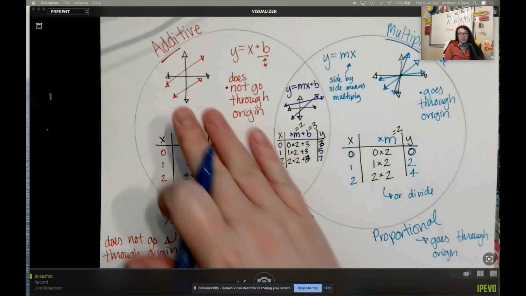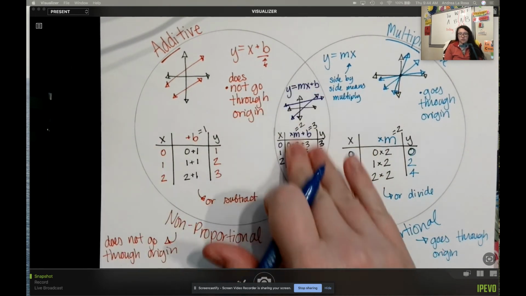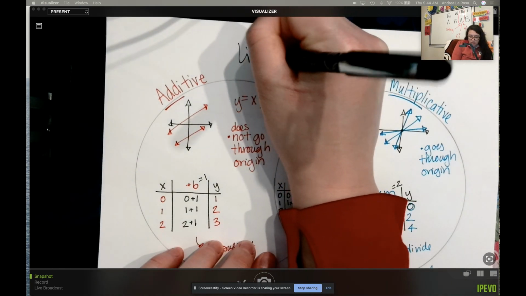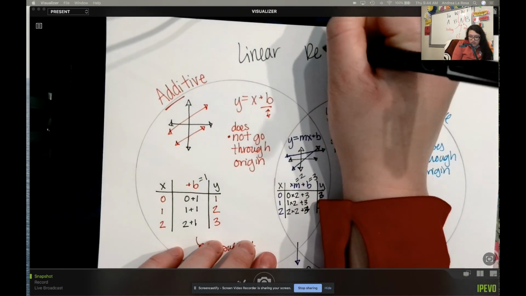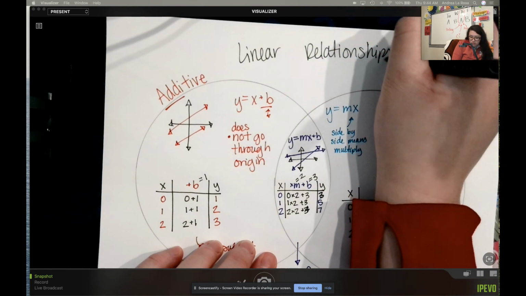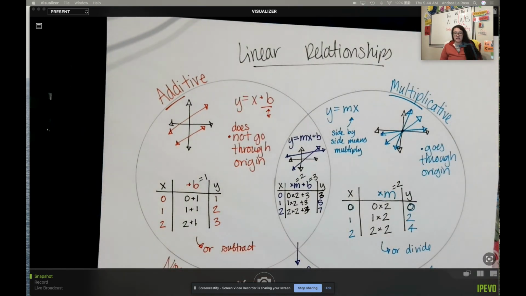All of these, the multiplicative, the additive, this one in the middle where we're combining them, they are all types of linear relationships. They are all straight lines that I'm graphing. These are all types of linear relationships that we're going to be talking about with this unit.